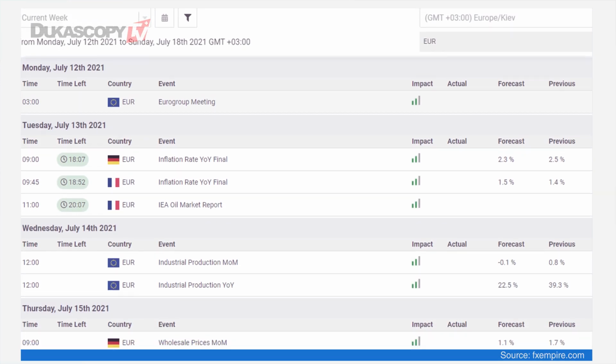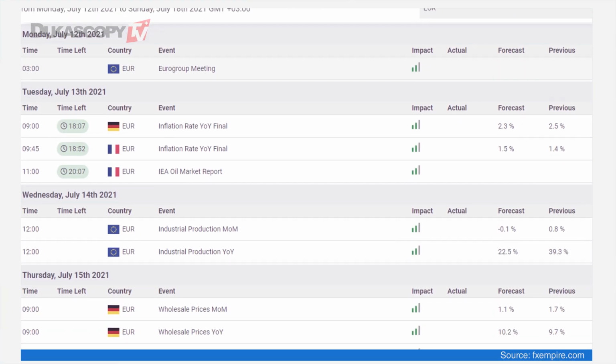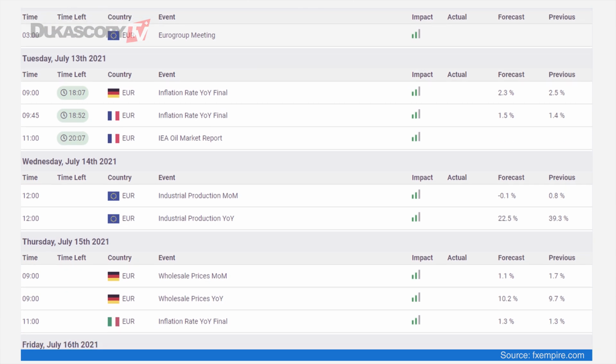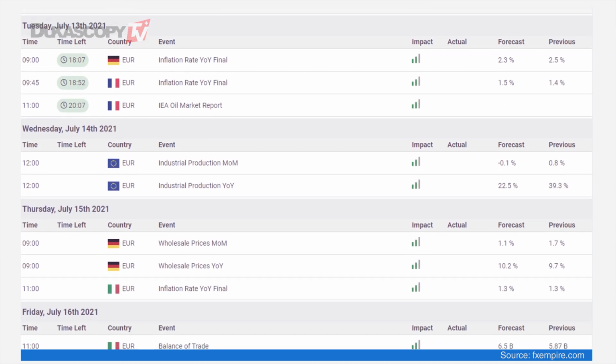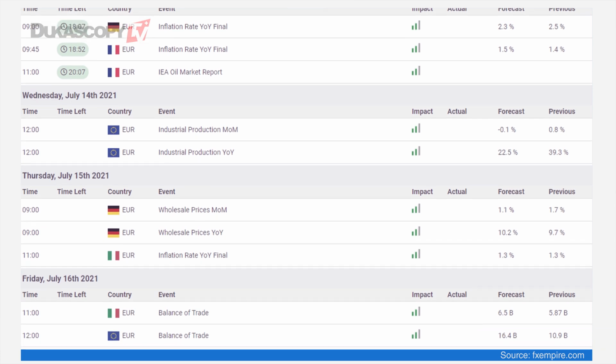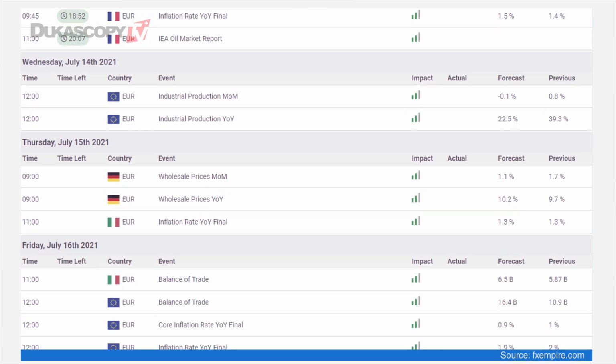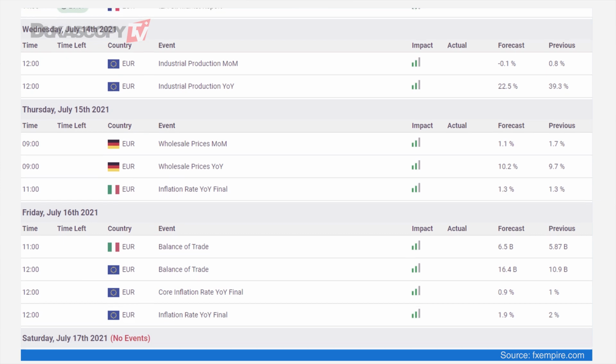For the Eurozone economies, we have Eurozone trade data and industrial production figures in focus in the week. Also on the docket are member state and Eurozone finalized inflation figures for June. Expect industrial production and inflation figures for the Eurozone to be key.